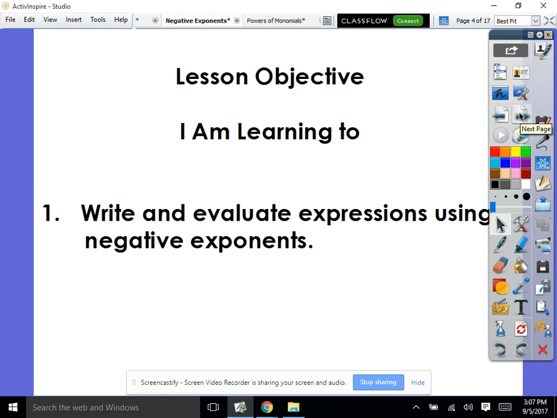Your lesson objective: I am learning to write and evaluate expressions using negative exponents. So you need to pause the video and write that down.